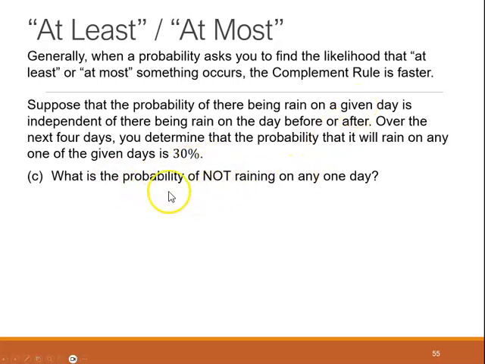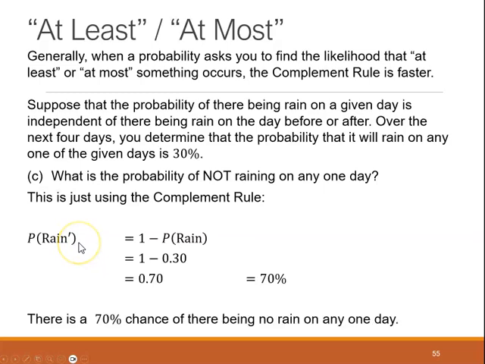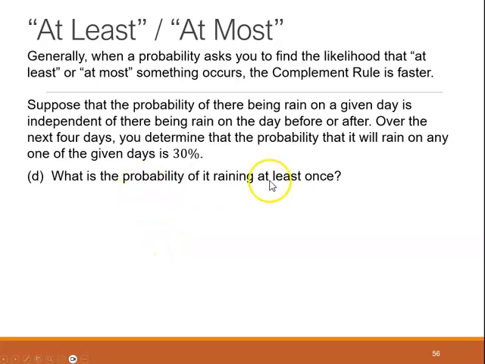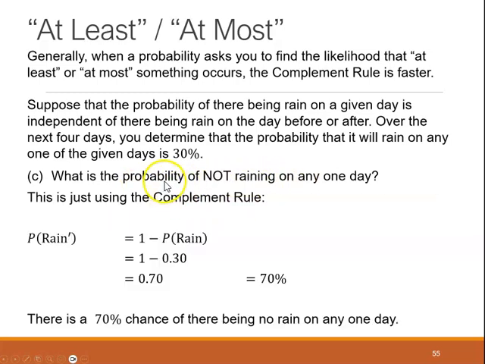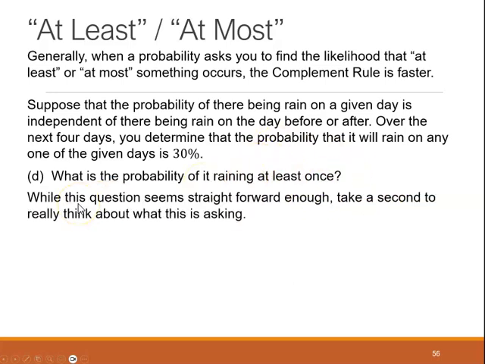Just calculating with a complement rule is much easier. So the probability of not raining on any one day is 70%, right? If it's the probability of it raining at least once, so that's going to be the probability of 1 time, or 2 times, or 3 times, or 4 times, and that's terrible.